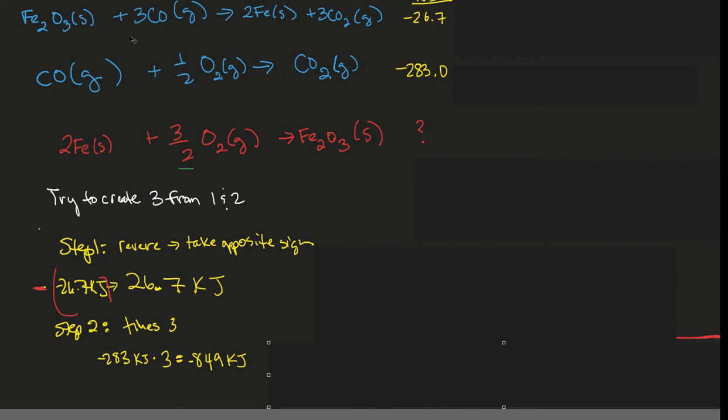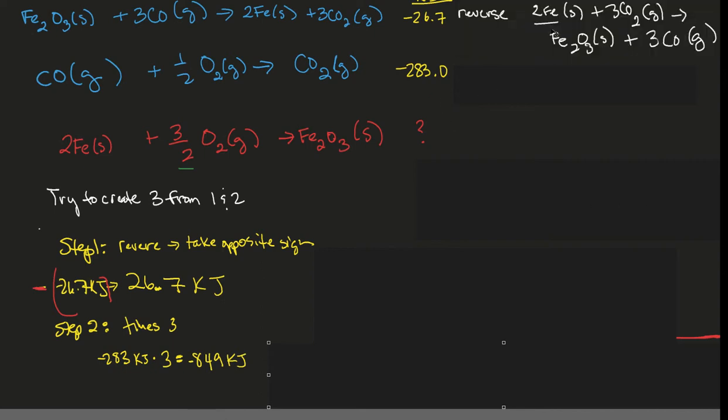So also here we have a 3 carbon monoxide that would need to cancel, so this whole equation would need to get multiplied by 3. So the delta H would also need to get multiplied by 3. So this is what's happening to the delta H. Now let's see the actual processes.